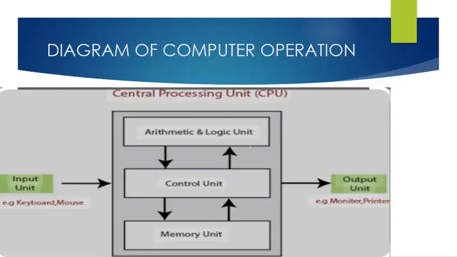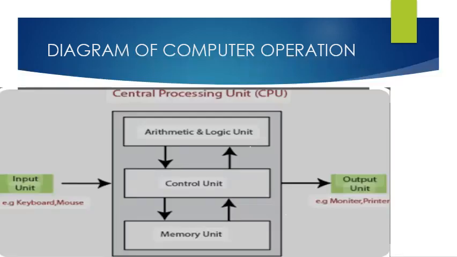The monitor is used to visualize images or videos on the system. Then we have the printer. With the help of the printer, we are able to print out a hard copy of an object. So we have the memory unit.